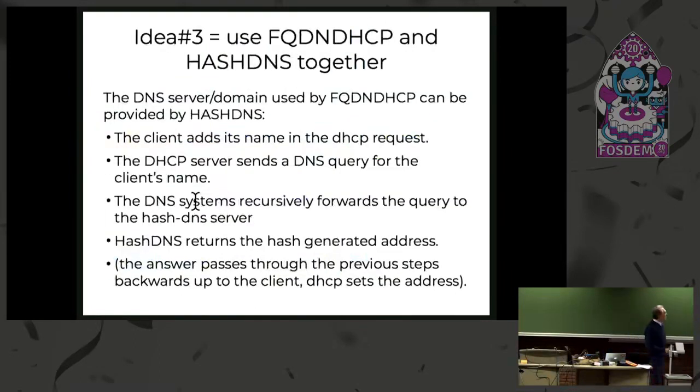So now we can use the two technologies together. We can have the node asking the DHCP server its address. The DHCP server asks the HashDNS the address, and in this way, everything converges, and just by giving the name, you can have the three goals: the IPv6 address, DNS forward resolution.